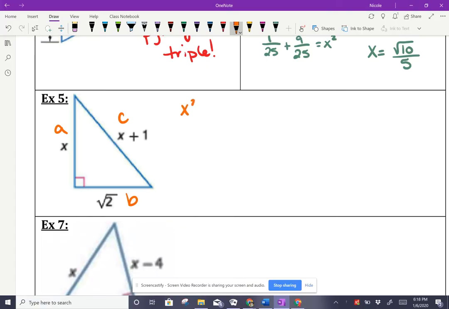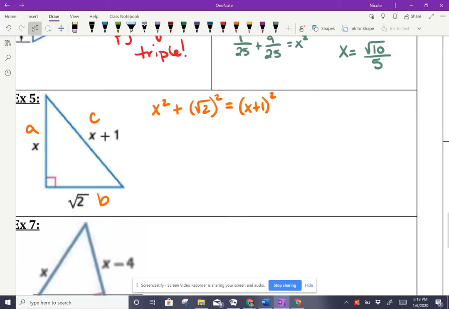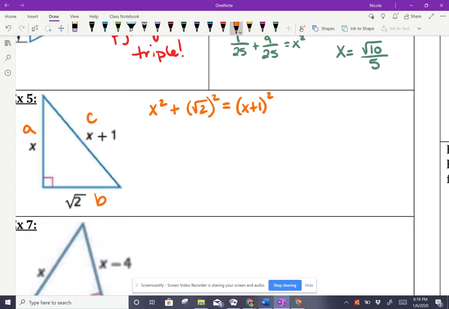We've got x squared plus, I'm going to use parentheses since I've got like numbers and symbols and some other stuff going on. So please be very careful here. And then I have equals c squared, which is x plus 1 squared. Now, I have at my c squared x plus 1 squared.